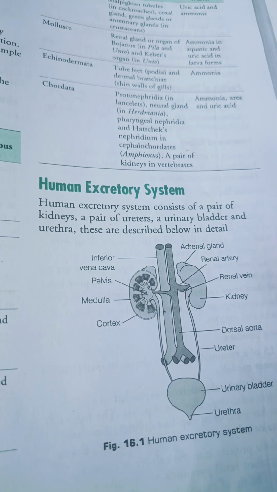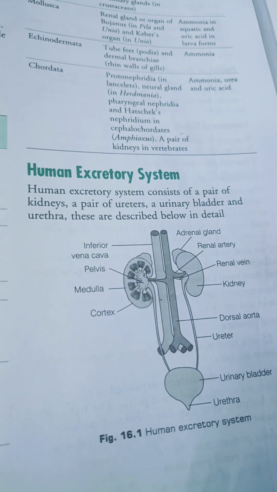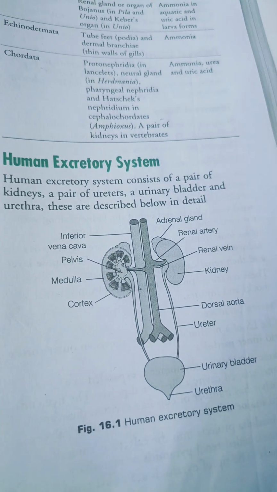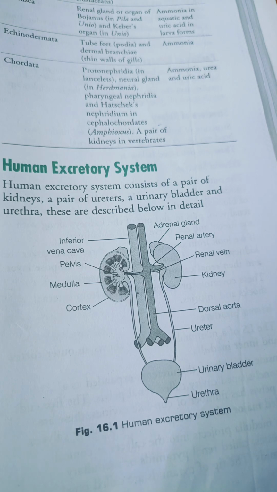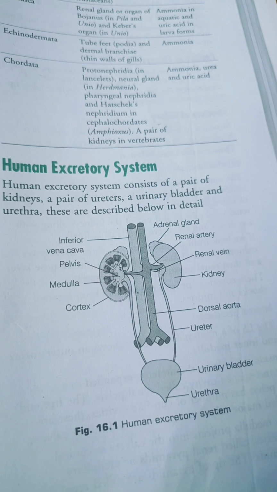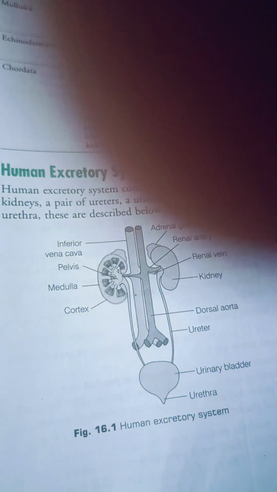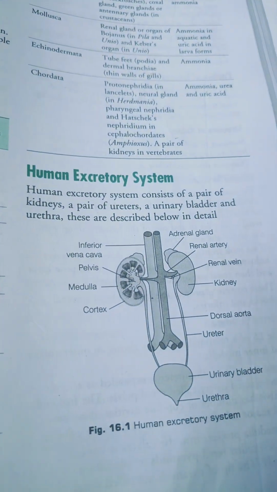Welcome to the excretory products and their elimination chapter. Now we will see in it the human excretory system. Till now we had seen what the nitrogenous excretory products are, ammonia, urea and uric acid, and in which organisms they excrete.